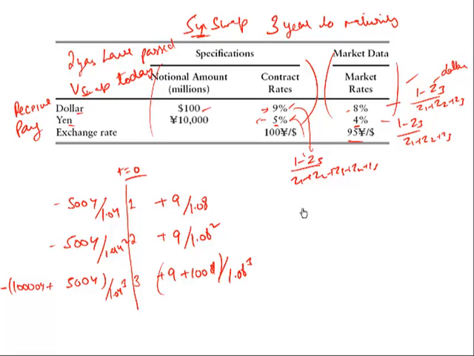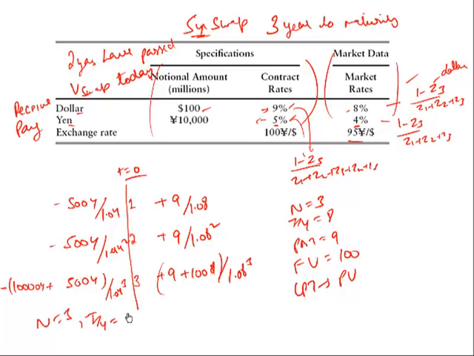So to compute the dollar amount, we would enter N as 3, I/Y as 8, PMT as 9, FV as 100, and compute PV. Similarly, to compute the yen value, we will enter N as 3, I/Y as 4, PMT as 500, FV as 10,000, and compute PV. This will be the PV in yen, this will be the PV in dollars.